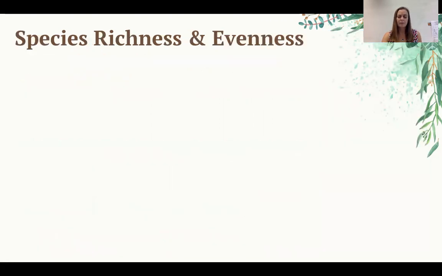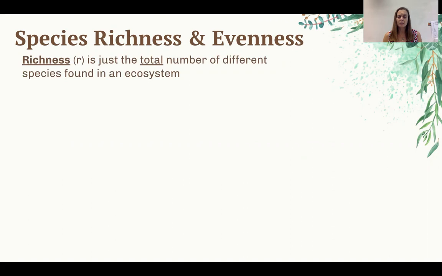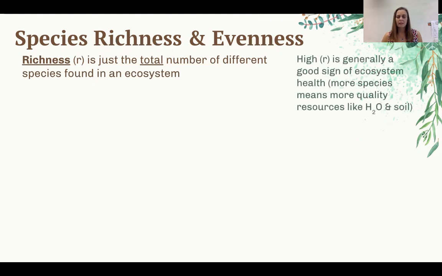So we talked about species richness and evenness. Let's talk about what those two terms mean. Richness is just the total number of different species found in an ecosystem. It's nothing about how many of each type of species there are, but just how many species there are. High richness is generally a good sign of ecosystem health. More species is going to mean that you have lots of resources. You have food, you have water, you have rich soil. So the stronger and healthier the ecosystem is, the more species you're going to have.